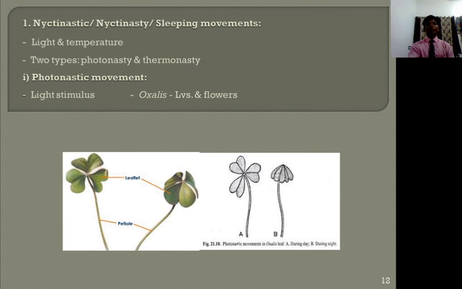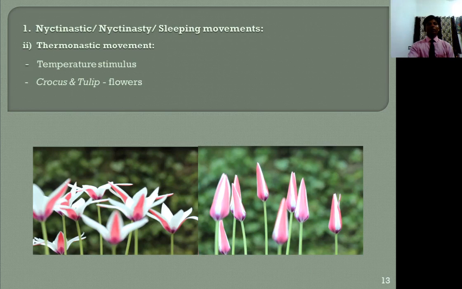Now we'll see the next type of nastic movements, thermonastic movements. Which movements are called thermonastic movements? The plant movements which occur in response to the temperature stimulus are called thermonastic movements. In other words, the nastic movements which occur in response to the temperature stimulus are called thermonastic movements. These movements are seen in plants like crocus and tulip. In these plants, the flowers remain open at high temperature and they get closed at low temperature.